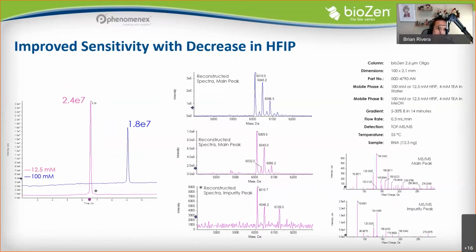And so, something of note with the decreased amount of HFIP, there is a slight decrease in retention. Intuitively, one might think that with that decrease in retention maybe the ESI isn't quite as good, but again, we see that increase in sensitivity, and it's almost irrespective of the different type of oligo and, heck, even the type of column that you're using. Simply decreasing that HFIP from that 100 millimolar leads to some very, very good results from an ESI sensitivity standpoint.